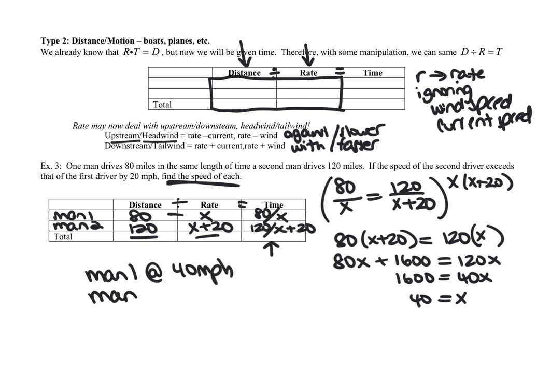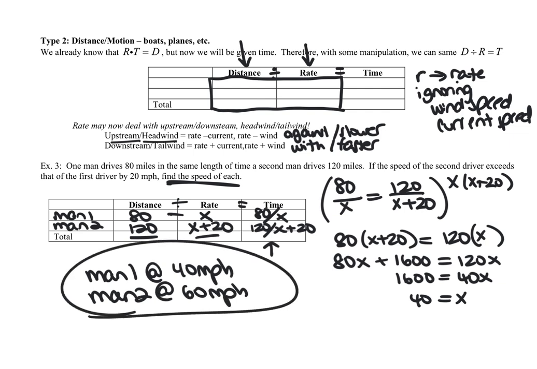And then man 2 is 20 more than that, so he must be traveling at 60 miles per hour in order to cover the further distance in the same amount of time.